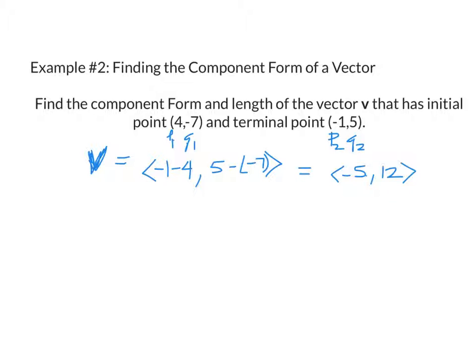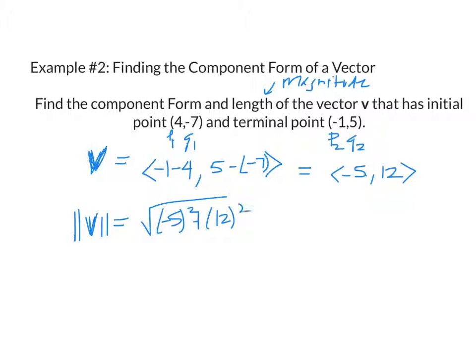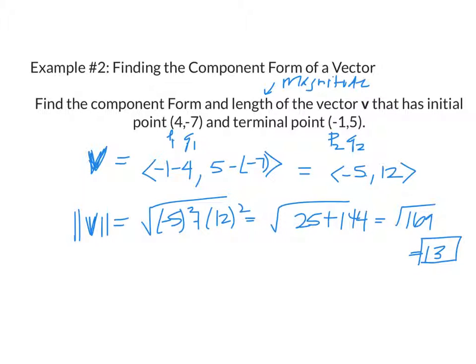Okay, then from there, it asks for us to find the length. Remember, length is the magnitude. So the magnitude of our vector is equal to the square root of each of those squares. So that'd be the square root of -5 squared plus 12 squared. -5 squared is 25, 12 squared is 144. Add them together, you get the square root of 169, which is going to be 13. So our length is 13.